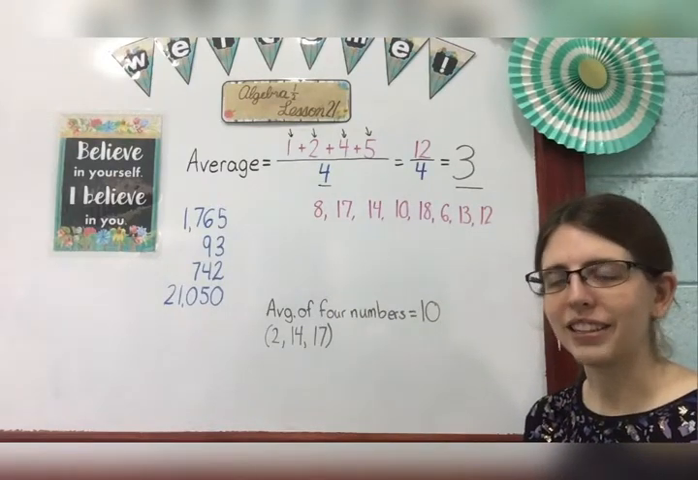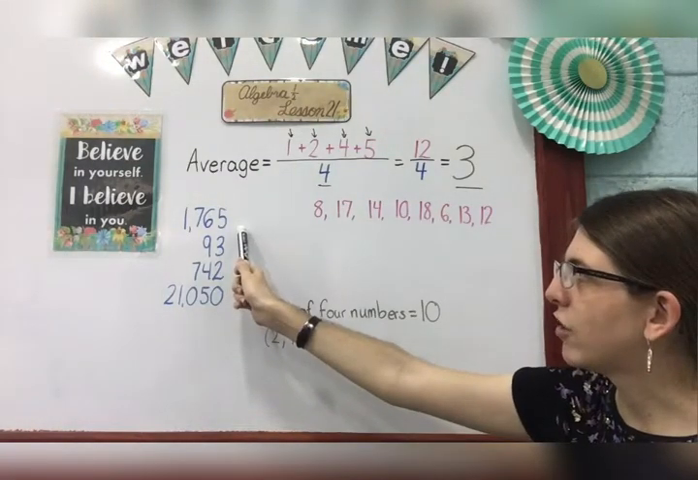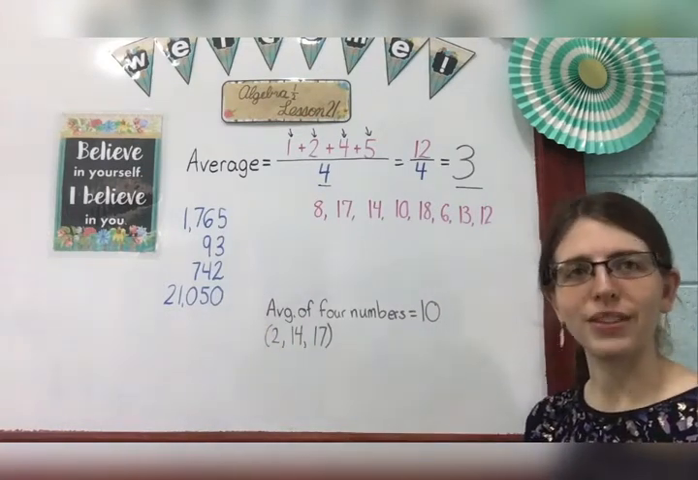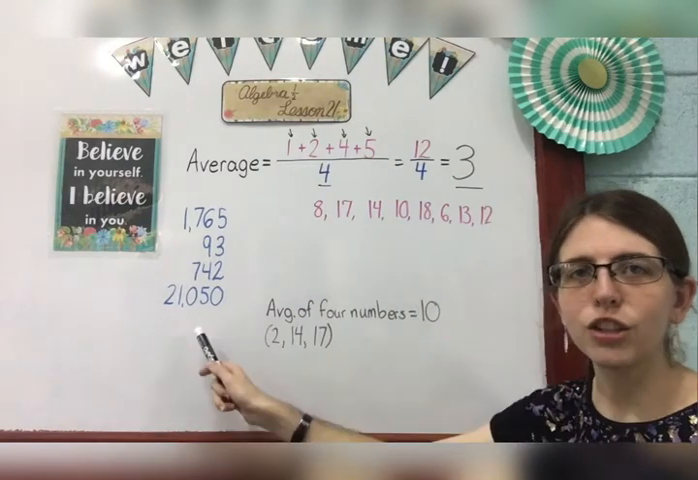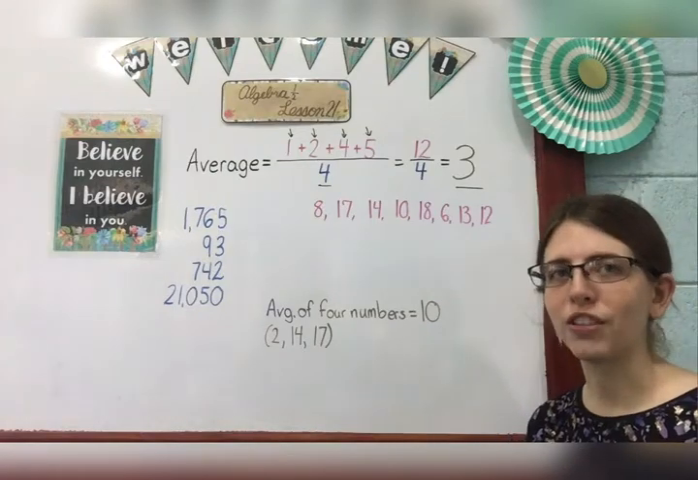Okay, so let's practice a little bit. Let's say I want to average 1,765, 93, 742, and 21,050. What's your biggest number? The 21,050, right? So we know that our average has to be smaller than that.